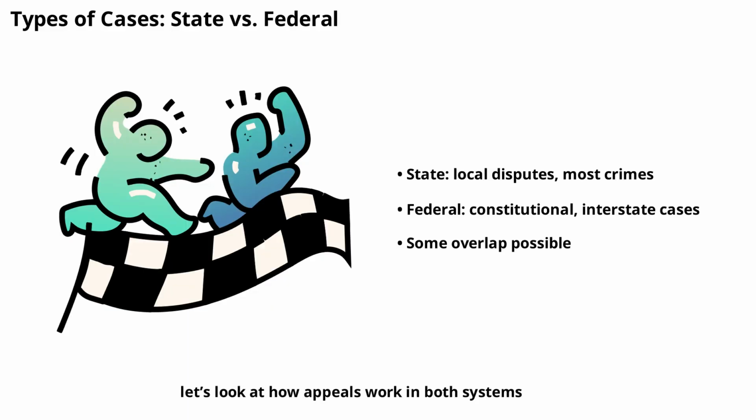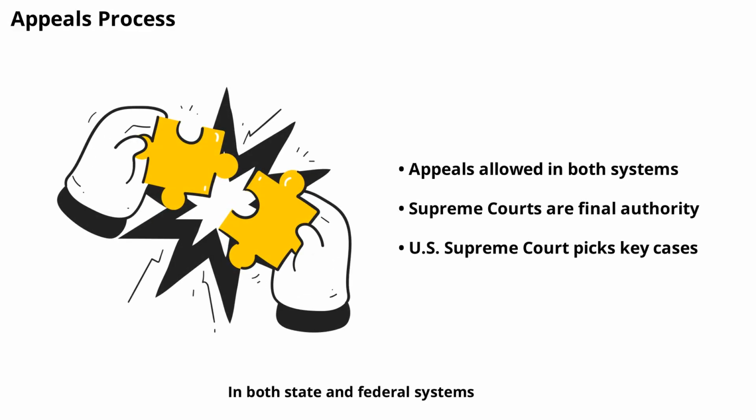Next, let's look at how appeals work in both systems. In both state and federal systems, parties can appeal a court's decision if they believe a legal error was made. In state courts, appeals move up to the state appellate courts and then to the state Supreme Court. In federal courts, appeals go from district courts to circuit courts, and possibly to the U.S. Supreme Court. The Supreme Court chooses which cases to hear, focusing on those with national importance.